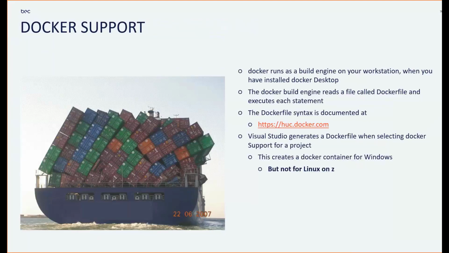Now we turn to Docker. And Docker runs as a build engine on your workstation when you have installed Docker Desktop. It also has a run engine, of course. The build engine reads a file called Dockerfile and executes each statement in it. Visual Studio generates a Dockerfile for you when you select Docker support for a project. So when you ask to build for Docker, it creates a Docker container for Windows, but of course not for Linux on Z. That's another task later on.